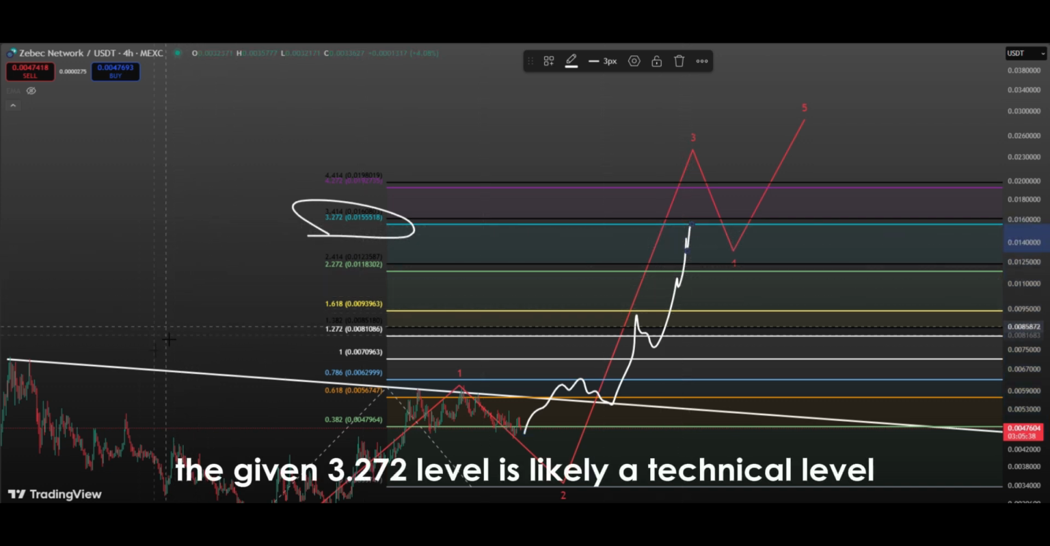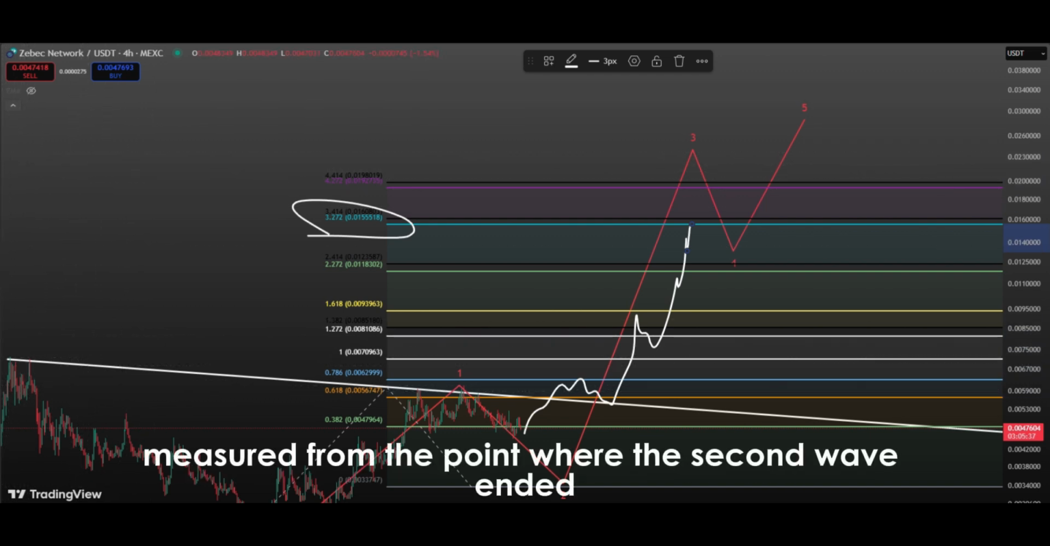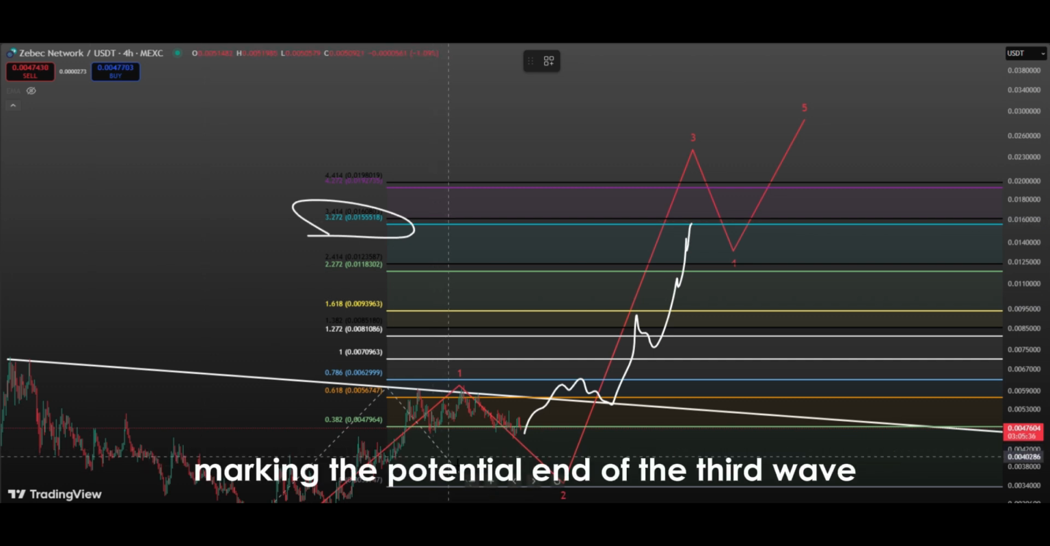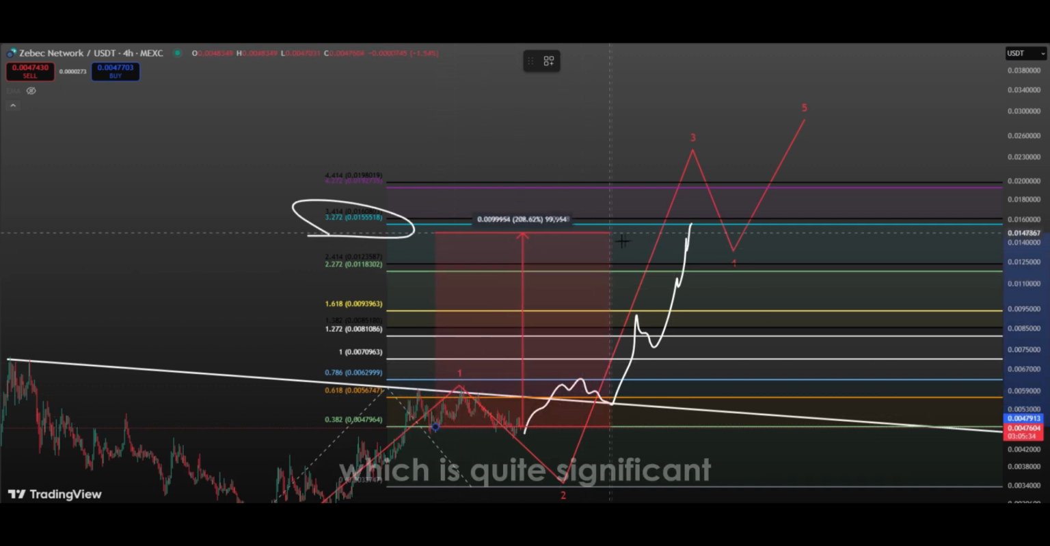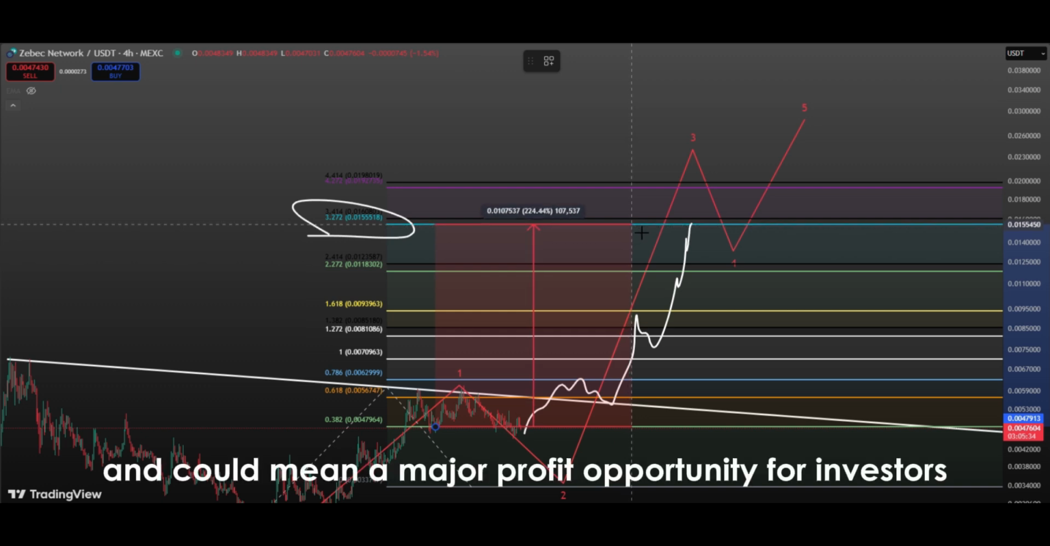The given 3.272 level is likely a technical level measured from the point where the second wave ended, marking the potential end of the third wave. Reaching this level is projected to represent an approximate 230% price increase, which is quite significant and could mean a major profit opportunity for investors.